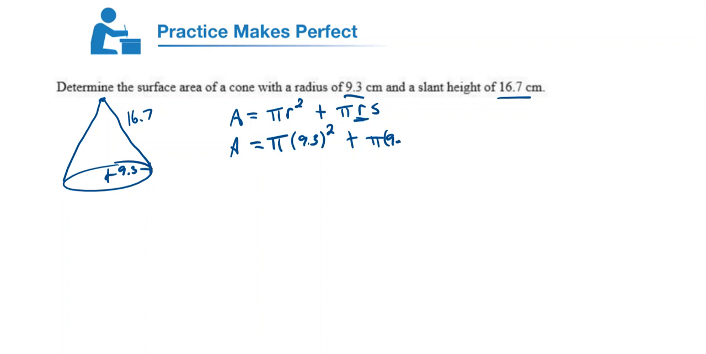And then S, what's S? 16.7. That's the slant height, right? So that's the height up and down on the side there. So then just times 16.7. And what do we get? 760. And then what are our units? Centimeters squared, yeah, for area.